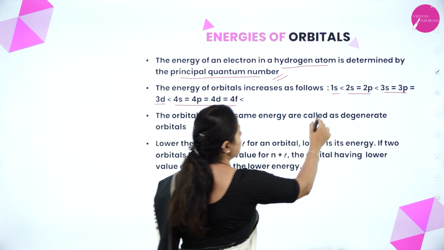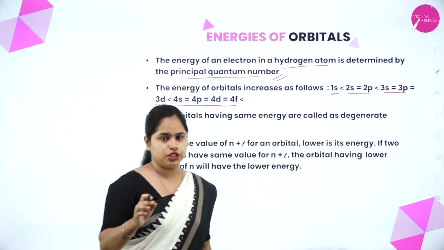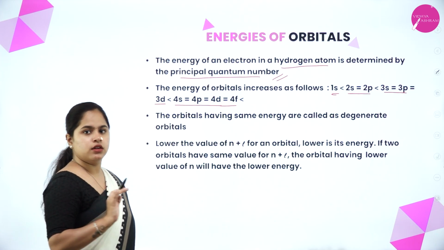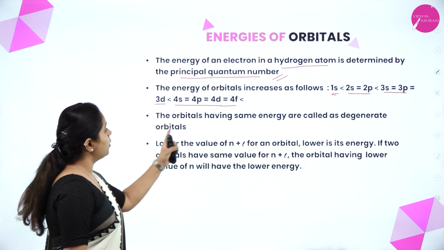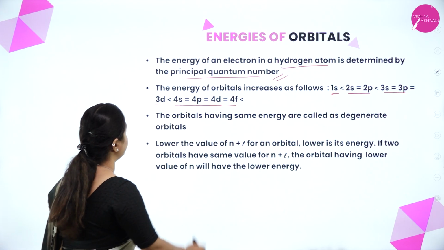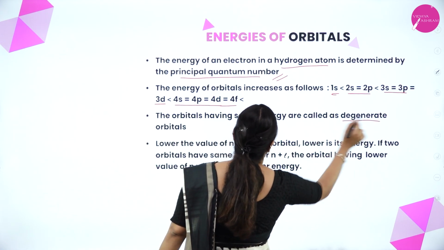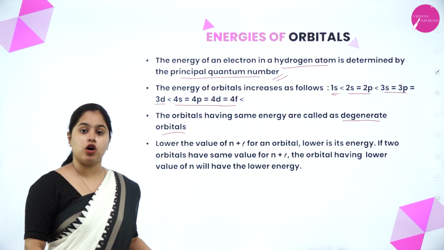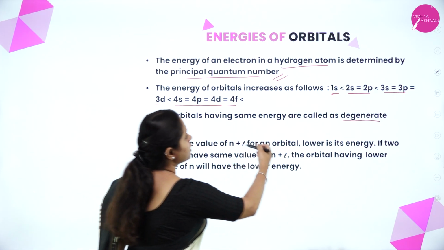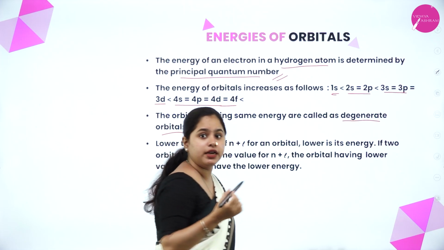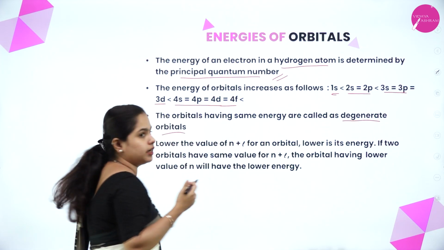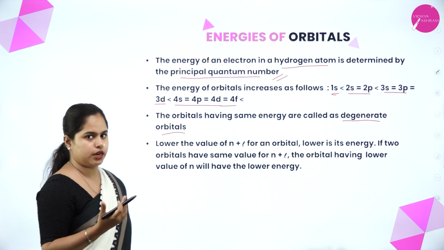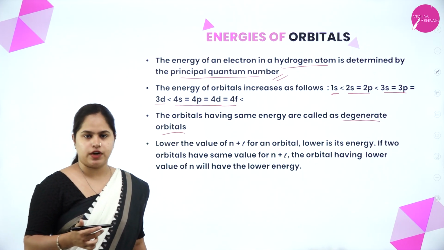In this case, 1s will have the least energy. Then 2s and 2p. Then 3s, 3p and 3d have the same energy. The orbitals having the same energy are called degenerate orbitals. So, from this you can say 2s and 2p will be degenerate. 3s, 3p, 3d will be degenerate. Right. So, the orbitals having the same energy are called degenerate orbitals. This is in the case of hydrogen atom.